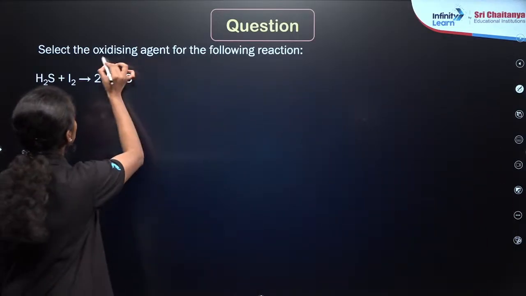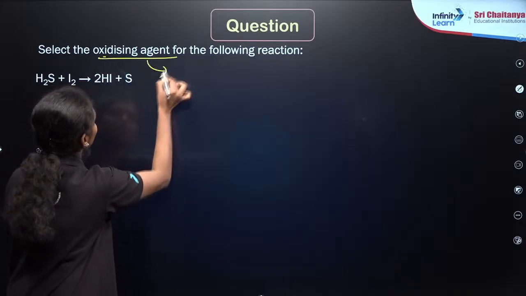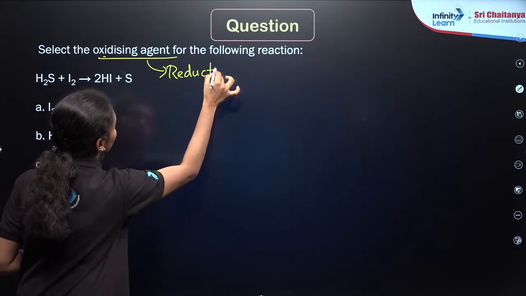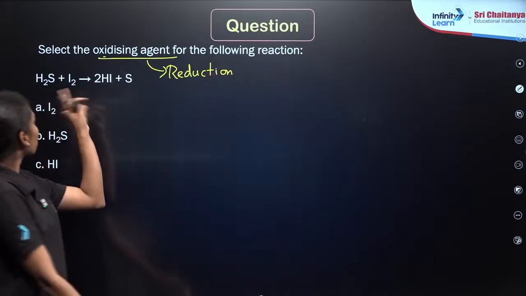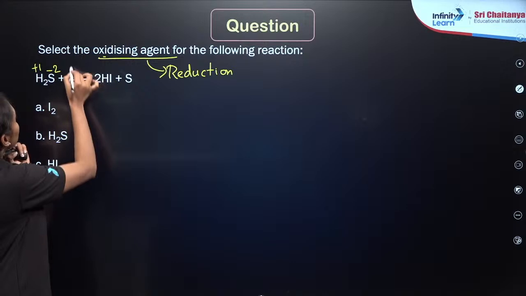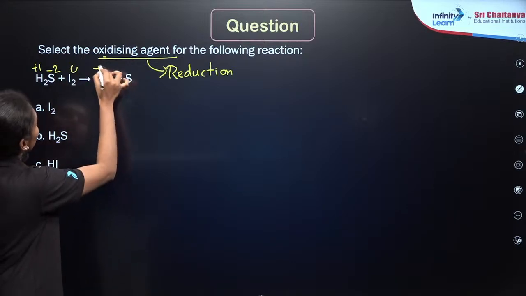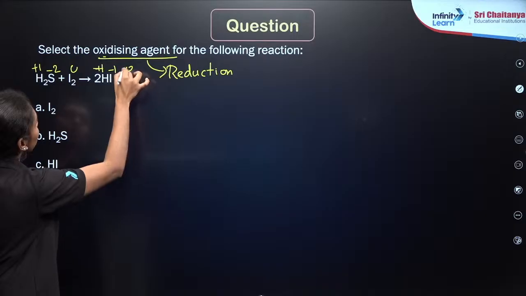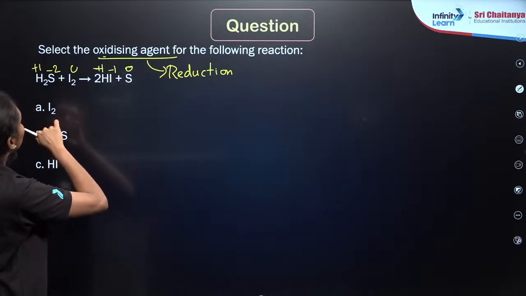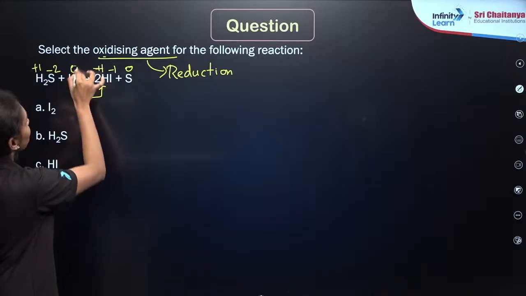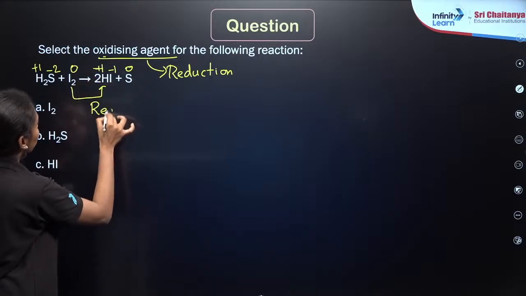Okay, oxidizing agent means it itself undergoes reduction, right? So we need to find out the one which is having the reduction in the particular reaction. Reduction means oxidation number decreases. So if you are checking here, you will get this will be +1, this will be -2, this will be 0, this will be +1, -1, 0, right? Yes. So what you are observing here, 0 to -1, 0 to -1, it is the reduction.